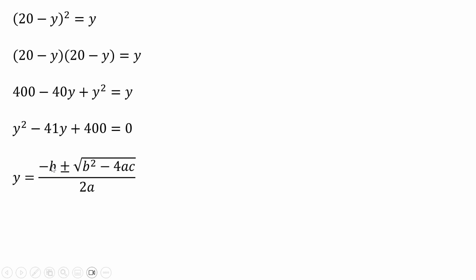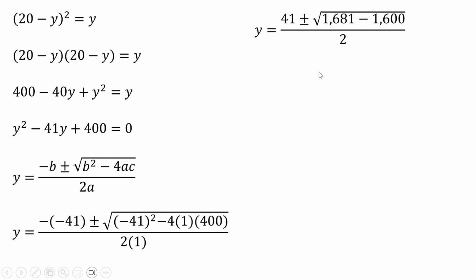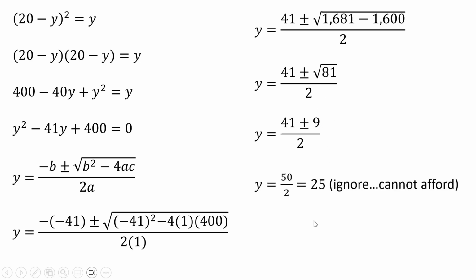So using the quadratic formula, A is 1, B is minus 41, and C is 400. So making our substitutions into the quadratic formula, simplifying some more, and the square root of 81 is just 9. 41 plus 9 is 50, divided by 2 is 25.